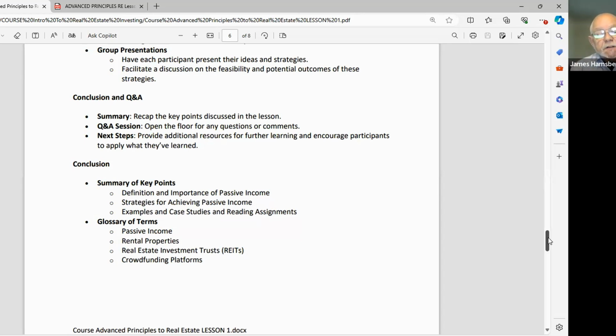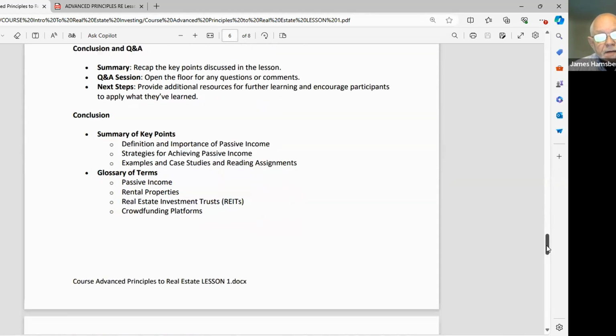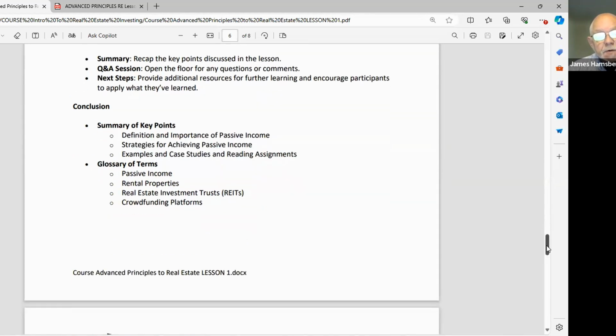Understand what your strategies are for passive income. If it makes sense, then make sure that your risk tolerance is complementary and make sure that you're measuring pre-tax and post-tax what your returns are. Otherwise, you're going to be losing money. Some glossary of terms that you should look up and understand: passive income, rental property, real estate investment trust, crowdfunding. Study those terms, understand what they mean and how they work.